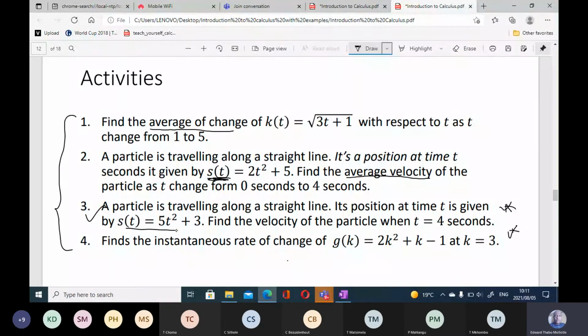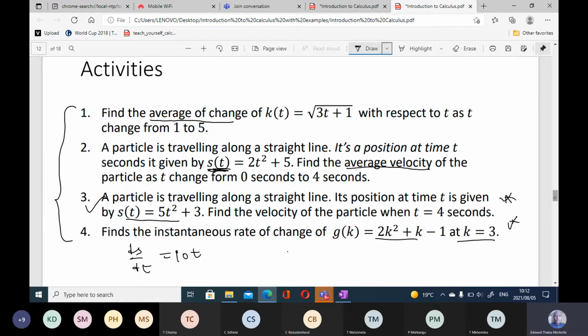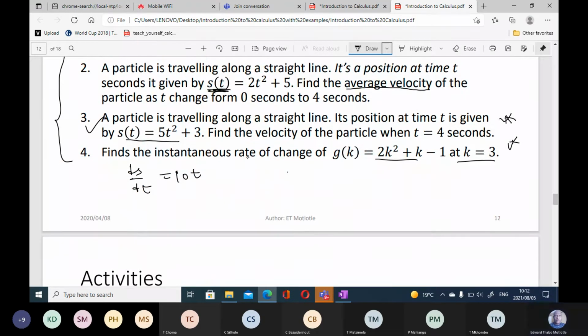So we'll do a similar thing for this one. We see it's a distance, then we have to differentiate this. ds/dt is equal to 10. Then you have to find the velocity of the particle at 4 seconds, then you substitute, and you end up with 40. And here they say you are looking for the instantaneous rate of change, so you have to use the formula for instantaneous rate of change. So for this one, because you have to write it in terms of k, let's see how we can write that.